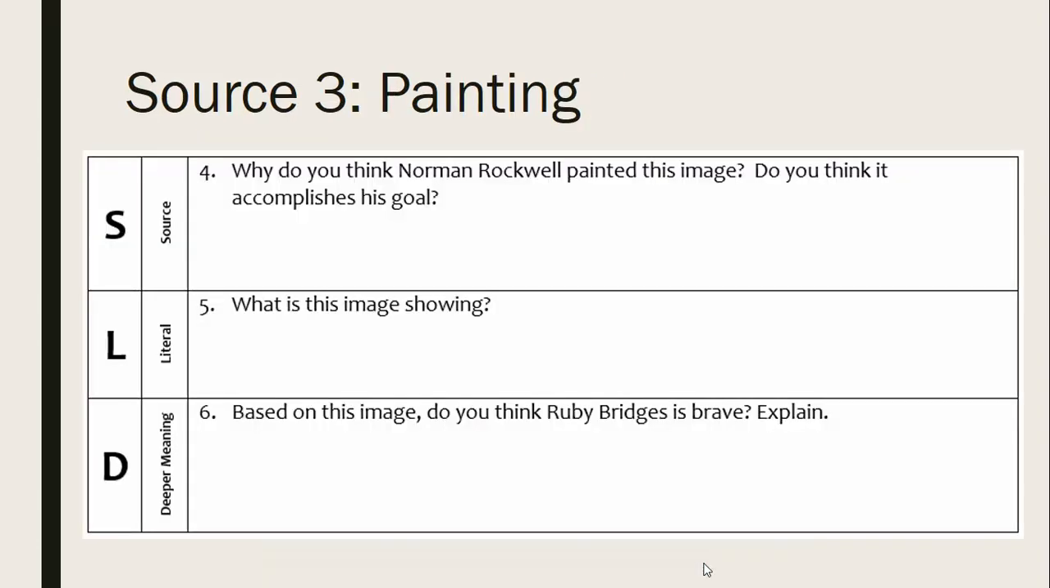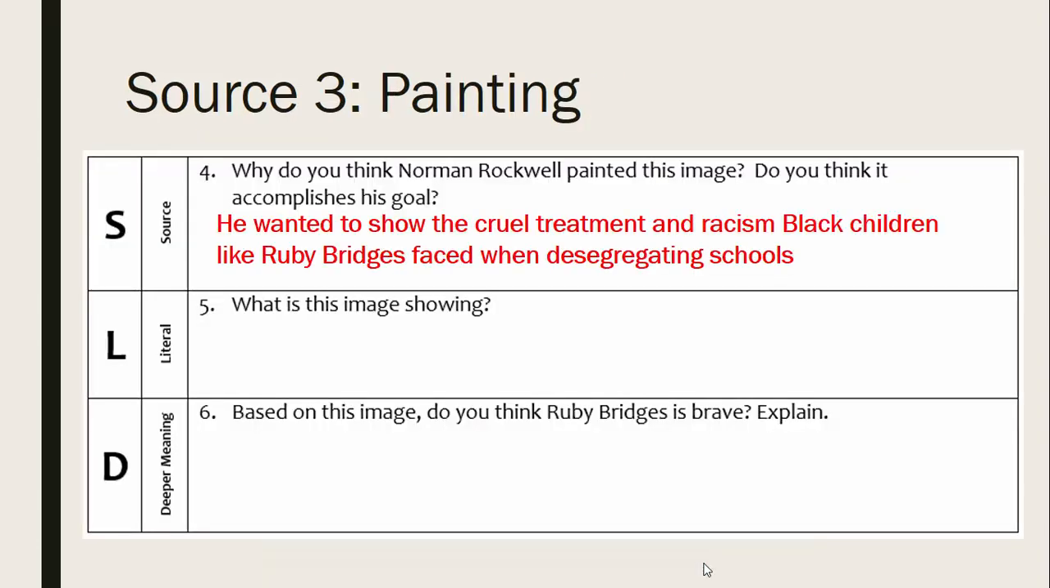All right, let's review. So why do you think he painted this image? He wanted to show the cruel treatment and racism that Black children like Ruby Bridges faced when desegregating schools. I think I didn't put it on here, but I think it did help accomplish his goal of showing that. I think he also is trying to fight against racism, and it is something that's helping to fight, but that fight is still ongoing.